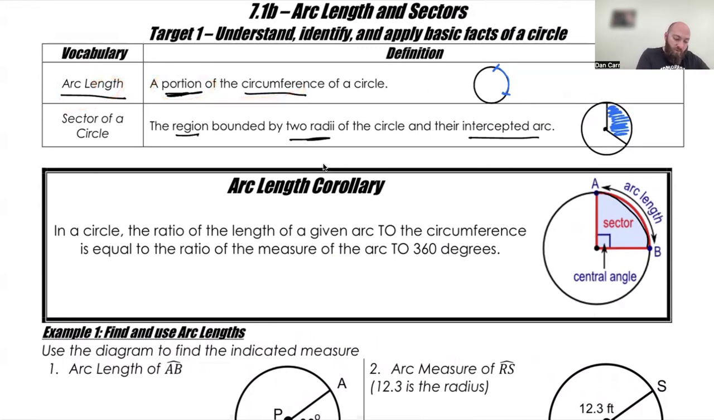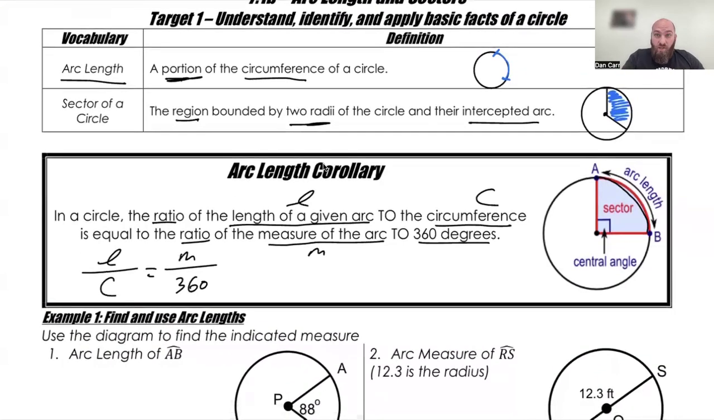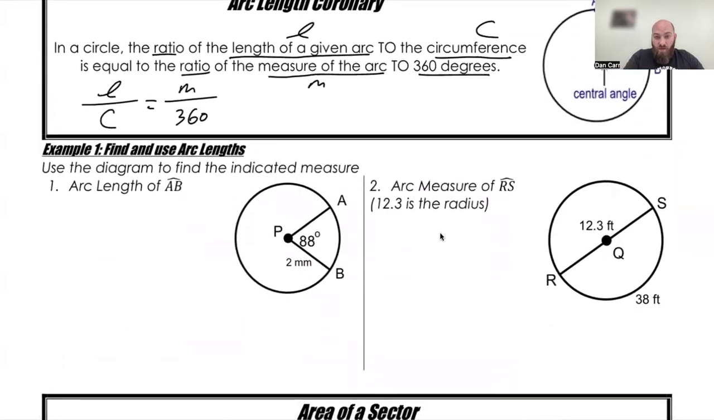In a circle, the ratio of the length of a given arc, which I'm going to call L, to the circumference C is equal to the ratio of the measure of the arc M to 360 degrees. So it's always arc length divided by circumference equals the measure over 360. Because it's a portion like this, I'm going to solve them with cross multiplication. That's how I'm going to do all my problems here.